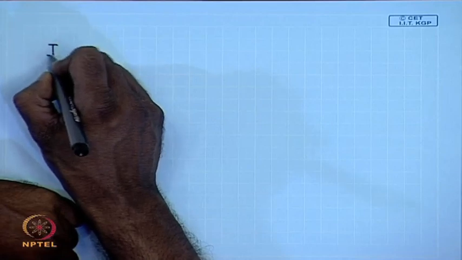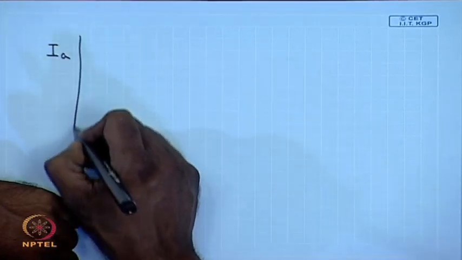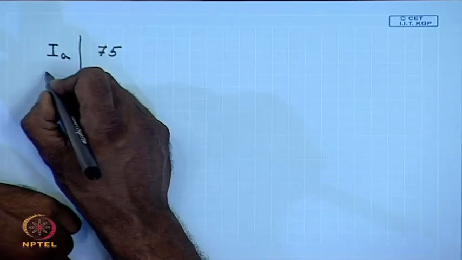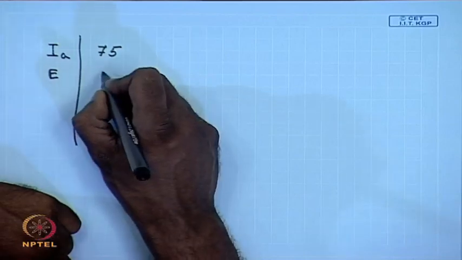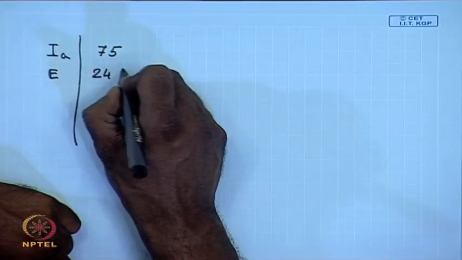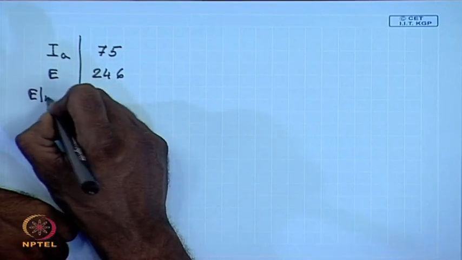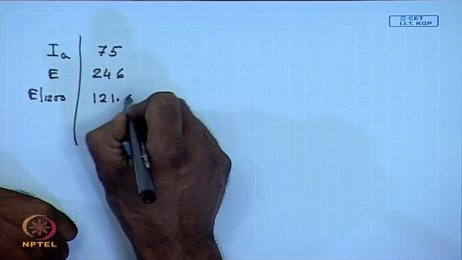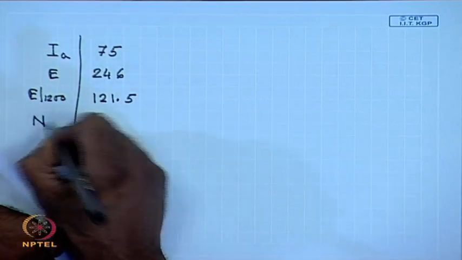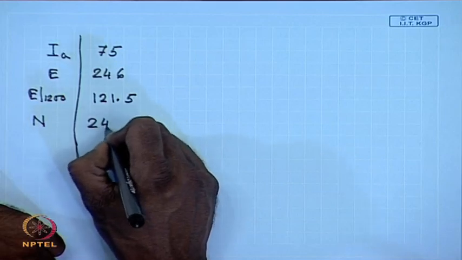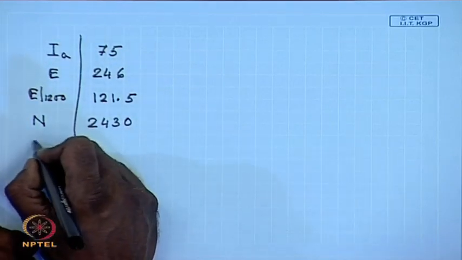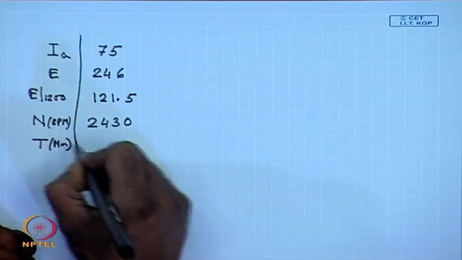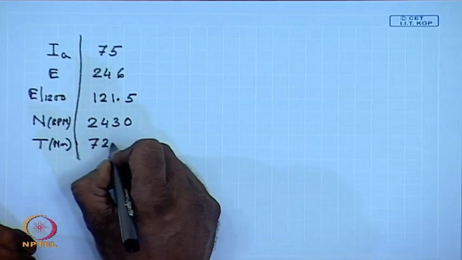So, Ia, we have done it for 75 amperes, E came out to be 246, E at 1200 from the given magnetization characteristics is 121.5, N in RPM comes to 2430 and T in Newton meter comes to 72.5.